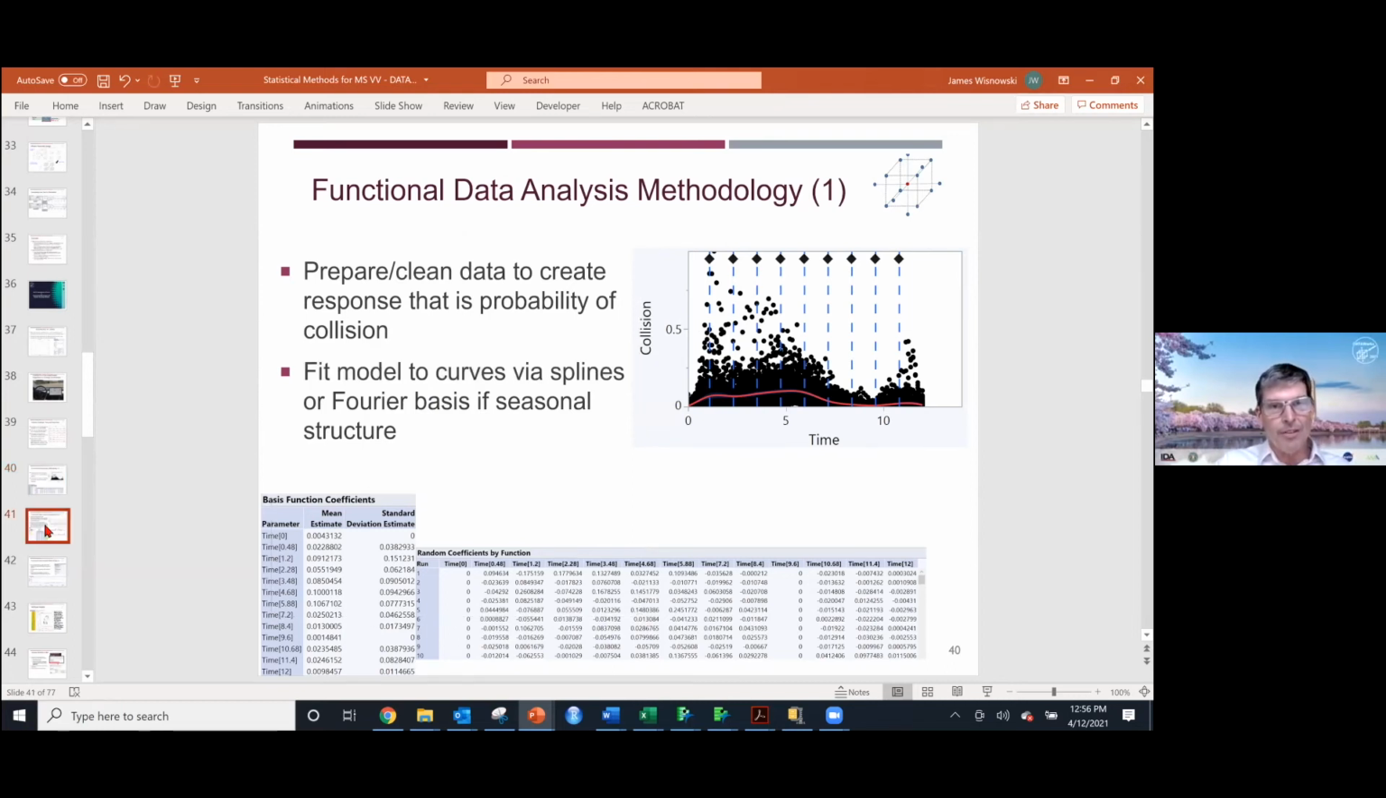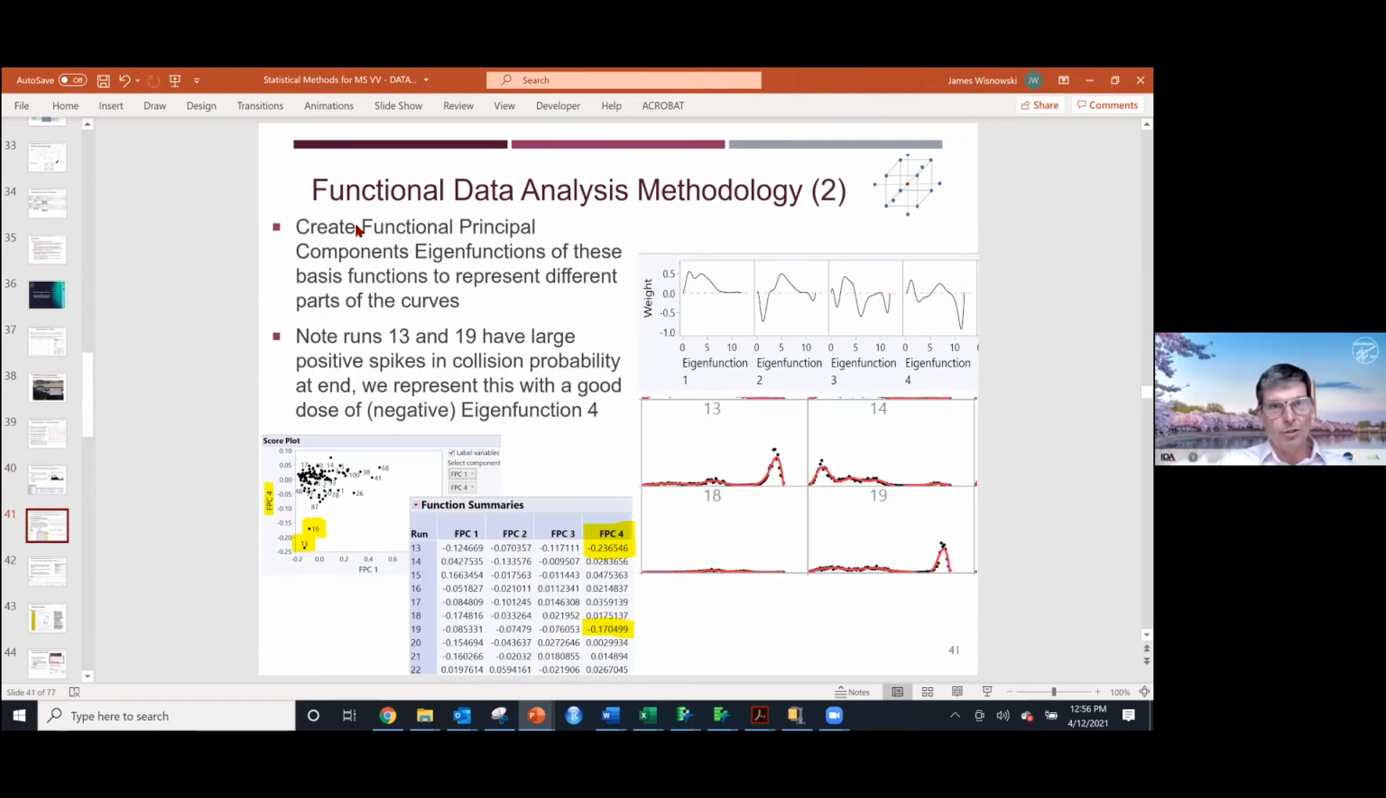And then from there, we're going to do a principal components analysis. We're going to create functional principal components from those eigenfunctions, with the hope, of course, being that we're going to be able to well represent these curves via these functional principal components. So for example, if I look at run number 13, I can see that from 0 to 11 seconds I have a very small probability, and then I have a pretty good probability at the end. And that's a lot like 19, right? So the 13 and 19 curves are very similar to one another.